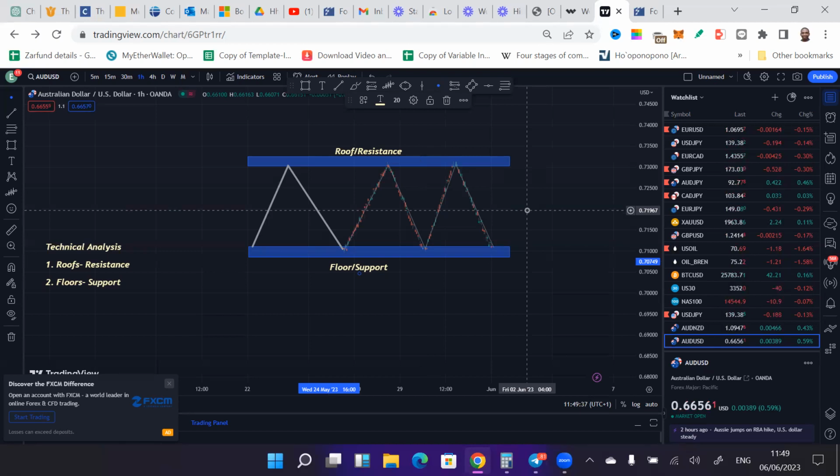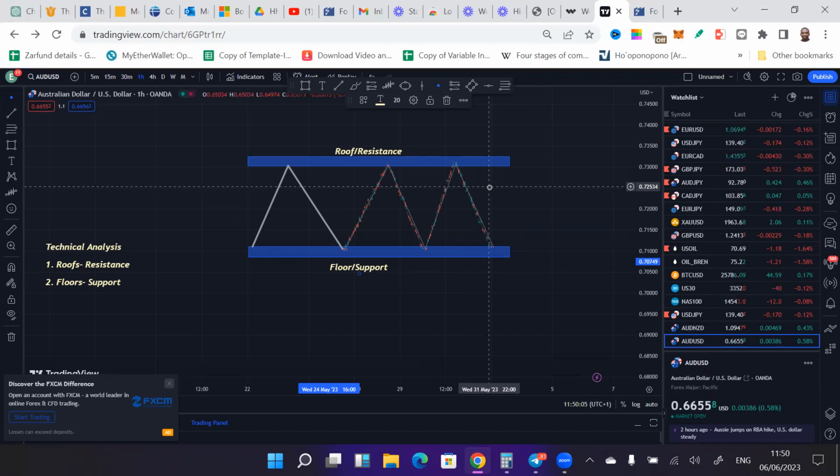If I buy at a floor, the chances, the probability that my price is going to move in my favor is very high. It's probably 70, 80%. Now, if I sell at a roof, the probability that my price is going to come down and go in my favor is very high. It's excellent.